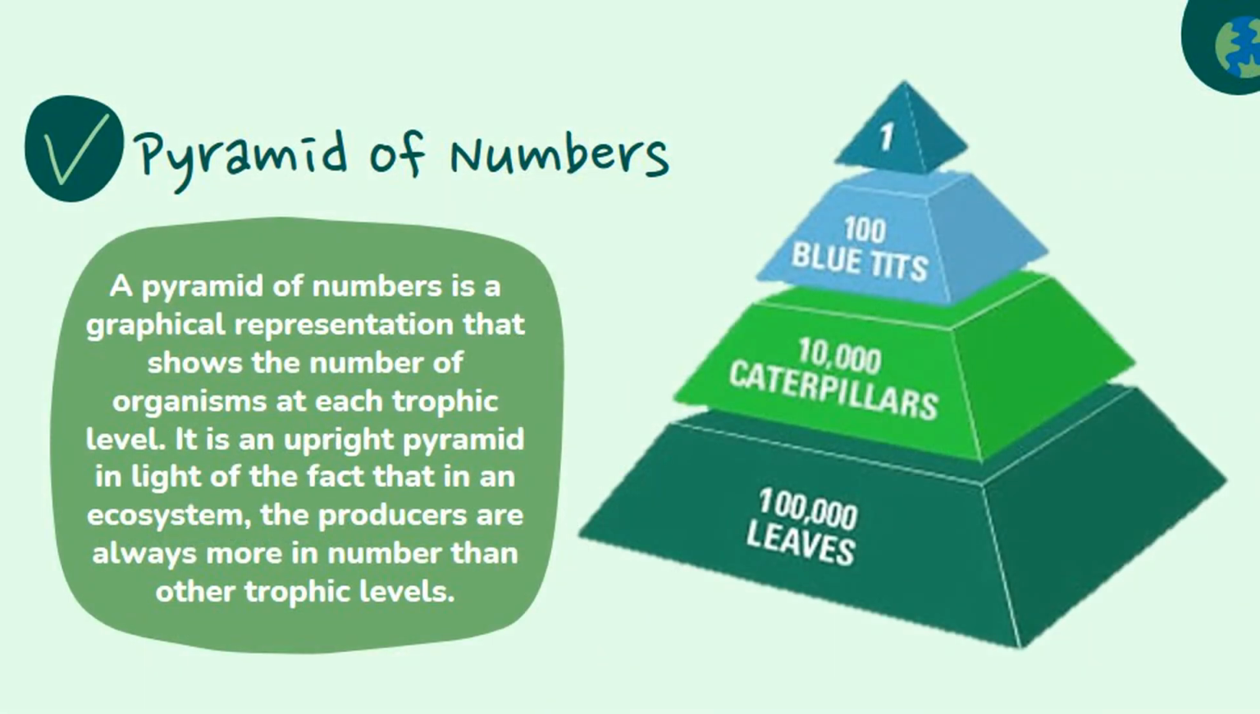A pyramid of numbers is a graphical representation that shows the number of organisms at each trophic level. It is an upright pyramid in light of the fact that in an ecosystem, the producers are always more in number than other trophic levels. The reason for the pyramid shape is that there must always be enough plants to produce food at the bottom. Otherwise, the entire food chain would collapse.